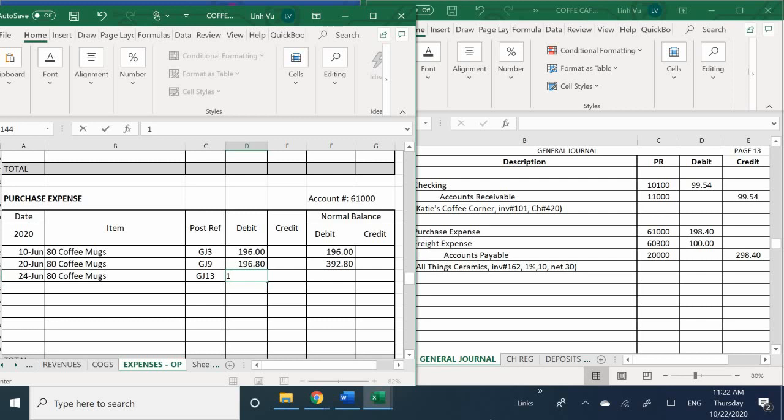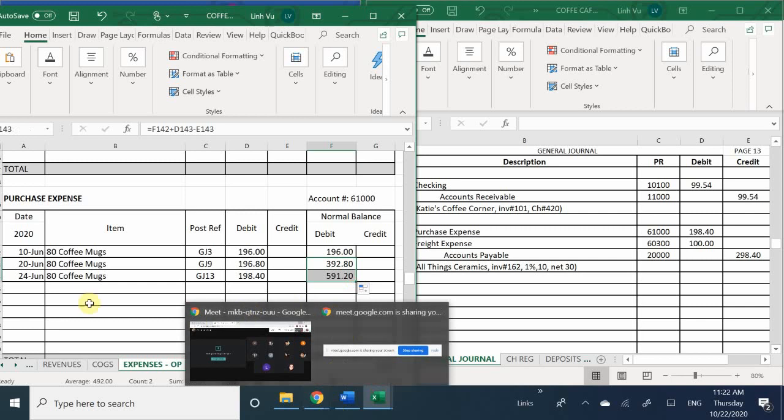Let me look at my journal. Okay, 198.40. And the balance is 591.20. Good.